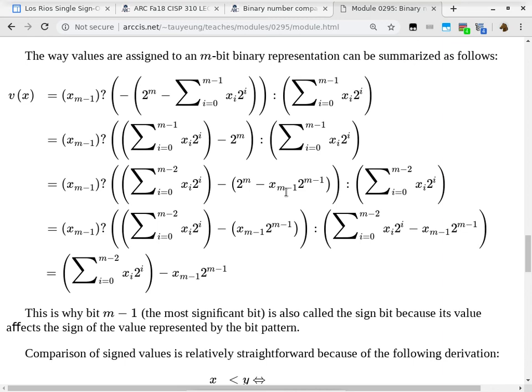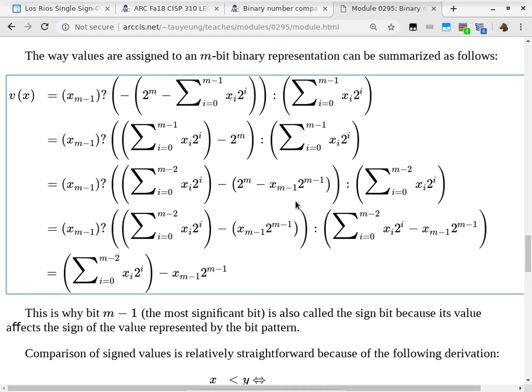All right? Okay. So let's look at the third row versus the fourth row. Okay, what did I change? I changed this thing to just x subscript m minus 1 times 2 to the power of m minus 1. How can I do something like that? In other words, I'm looking at this first, okay, this part, and I ask, how can I change it to here?